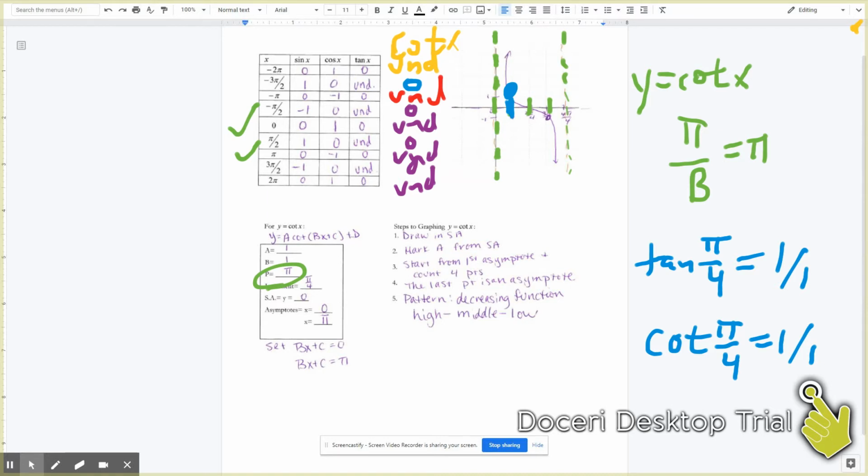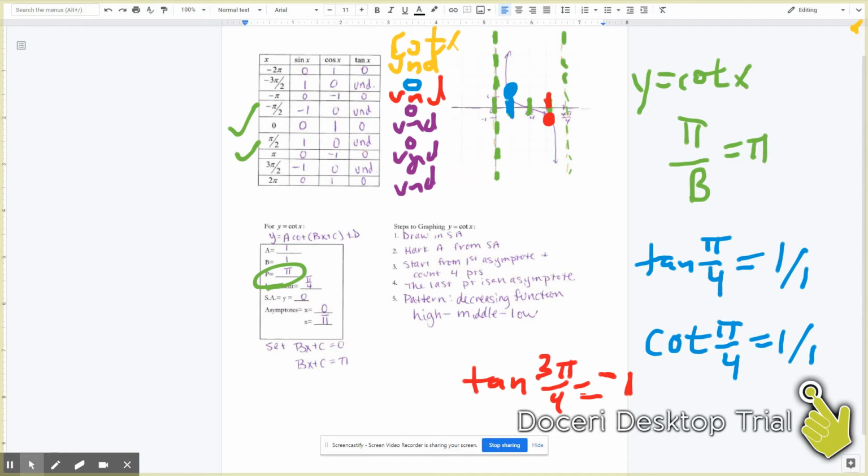All right, right here would be 3 pi over 4. So the tangent of 3 pi over 4 is, well, that's 135 degrees, 45-degree reference angle. So it's going to be 1, but negative 1 because it's in quadrant 2. So wherever tangent has a low point, cotangent will also have a low point.